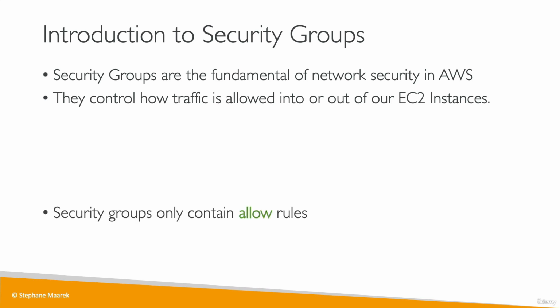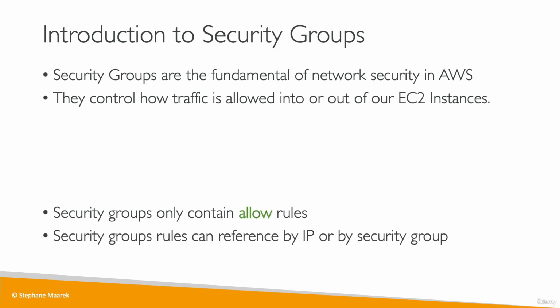Security groups are going to be very easy. They only contain allow rules, so we can say what is allowed to go in and to go out. And security groups can have rules that reference either by IP addresses, so where your computer is from, or by other security groups. So as we'll see, security groups can reference each other. So here, let's take an example.